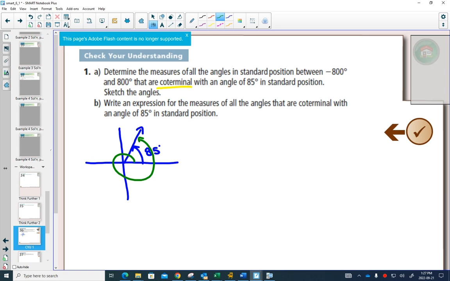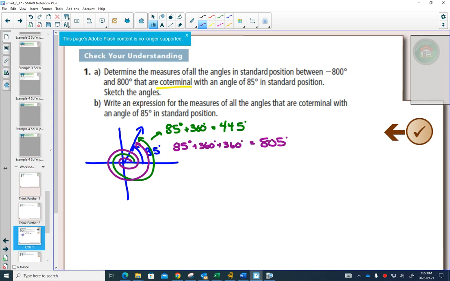Well, we could start with our 85, and then all the way around the circle once is adding 360 degrees. So the green one will be my 85 degrees plus 360 degrees more. If I add those together, I'm going to get 445 degrees. If I go around twice, that purple one would be 85 degrees plus 360 degrees plus 360 degrees again. When I add that up, I get 805 degrees, which is already past the 800. So the only positive ones will be the 85 and the 445.